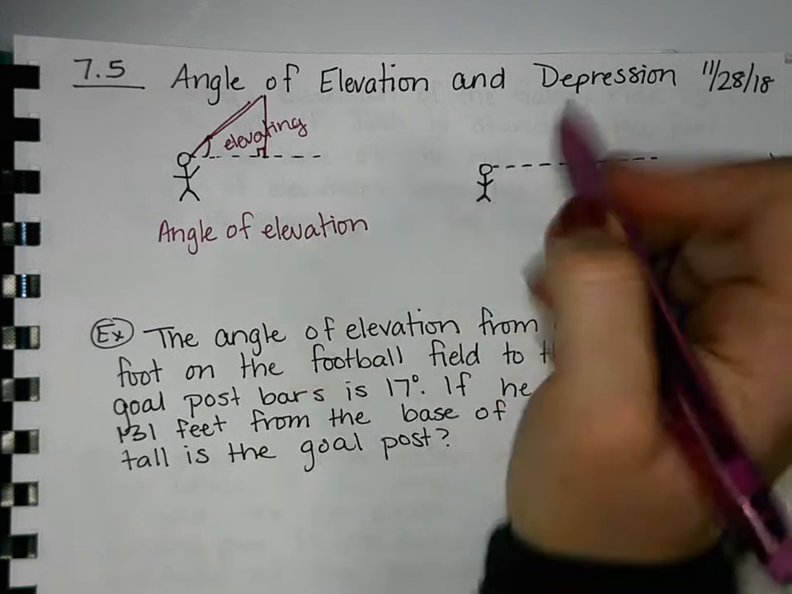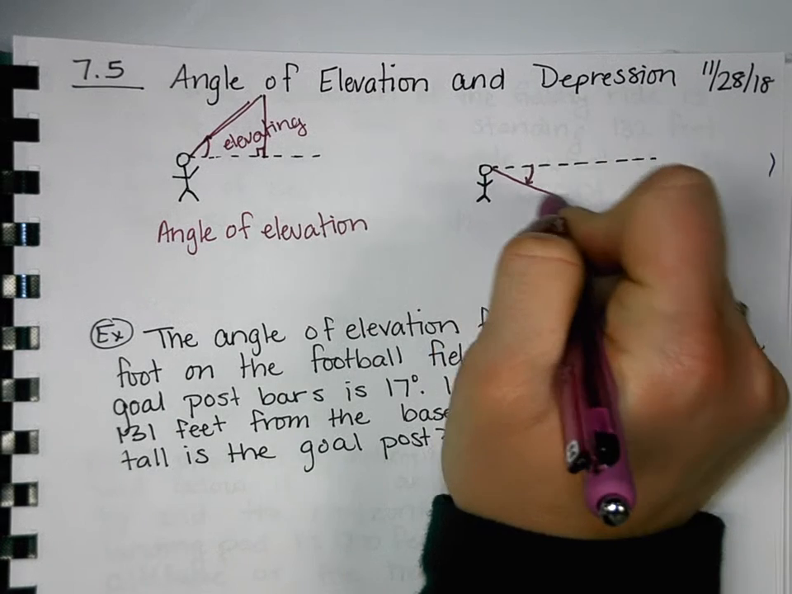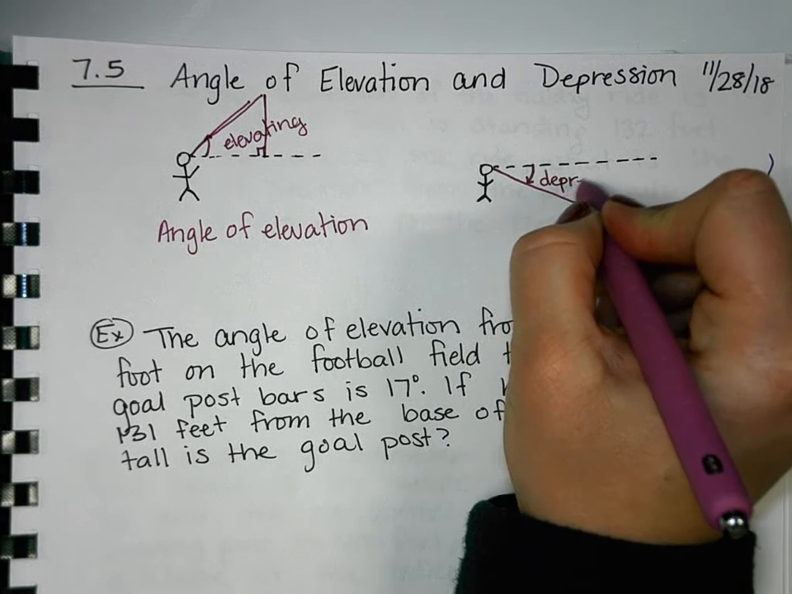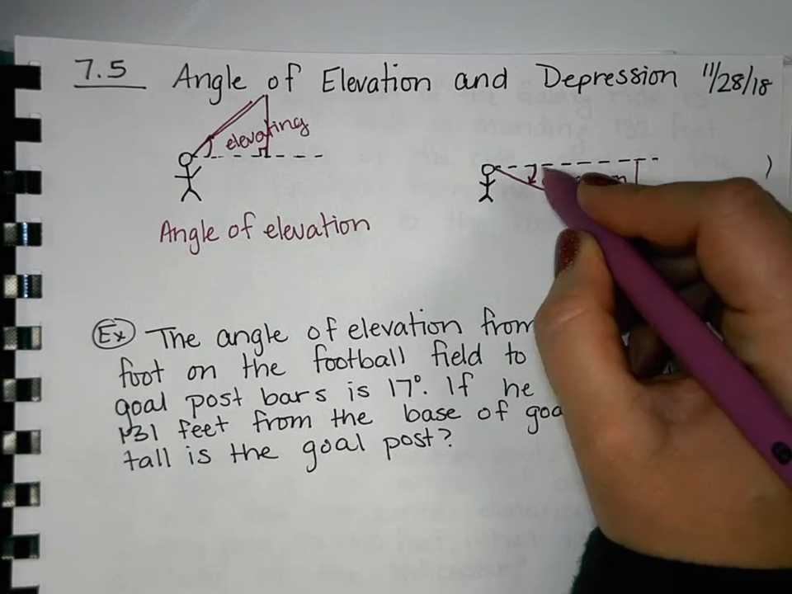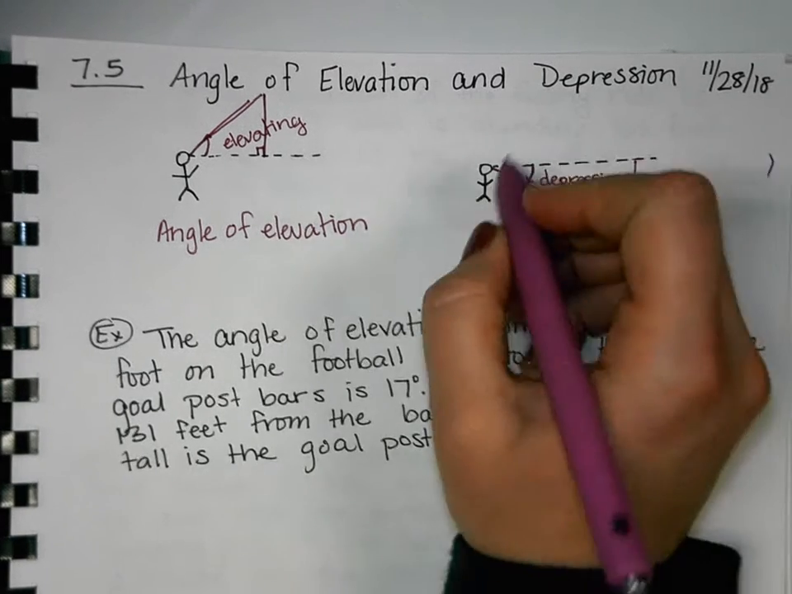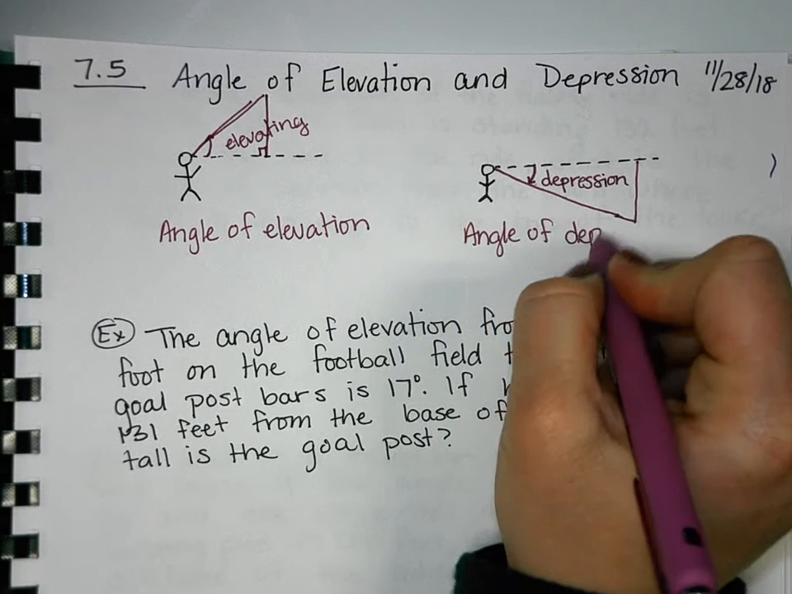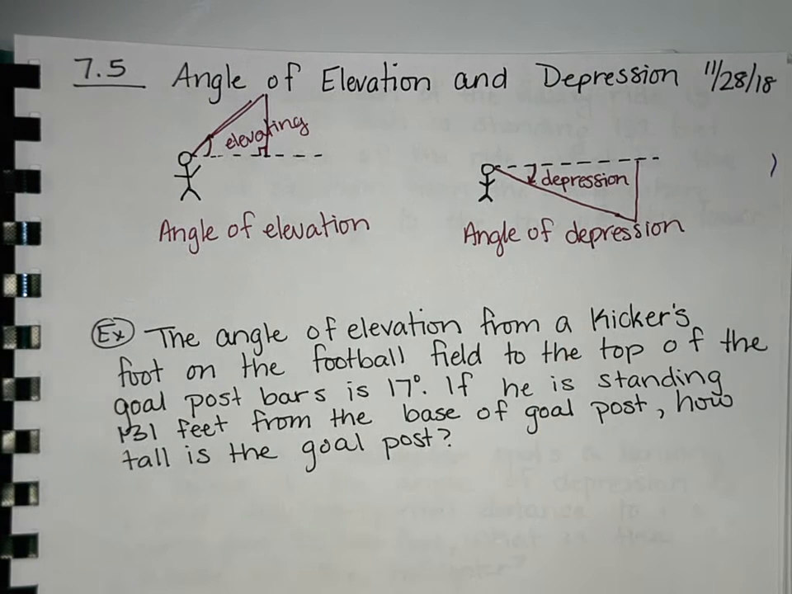Angle of depression, same idea, except it's when you look down. So if you look down for a certain degree, that's called a depression. So again, it's telling us that from the horizontal downward, it's giving us an angle measurement. Okay, so in our word problems, this terminology could come up, and we just have to know how to use it to determine where our angle goes and what our angle is.